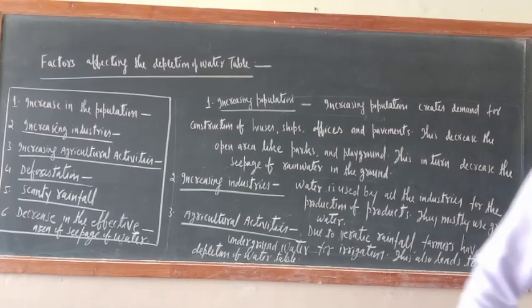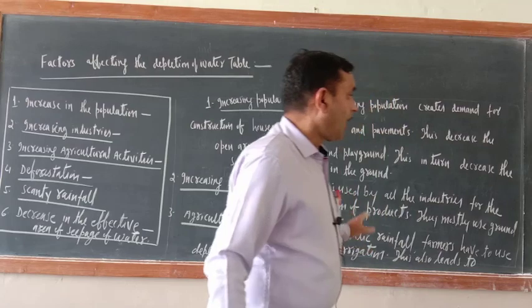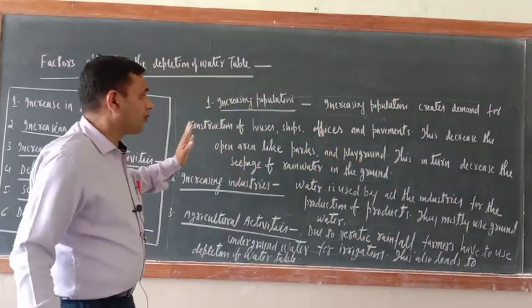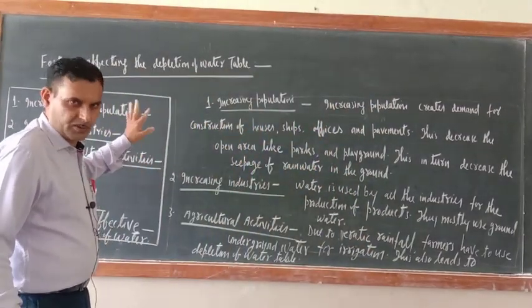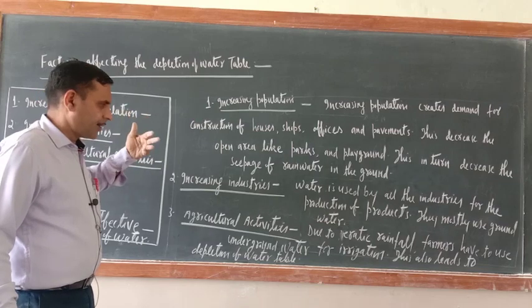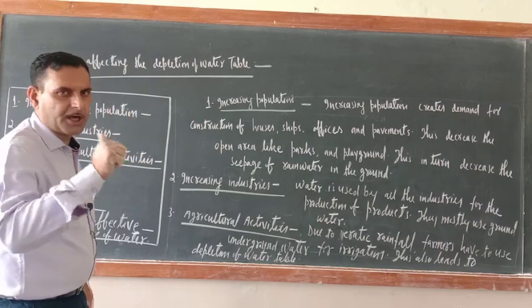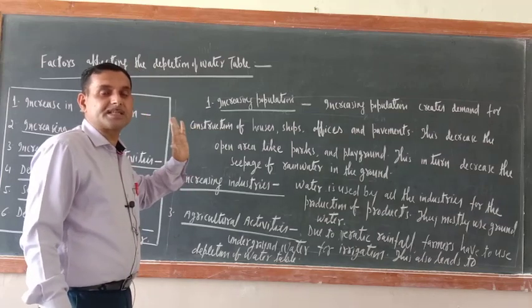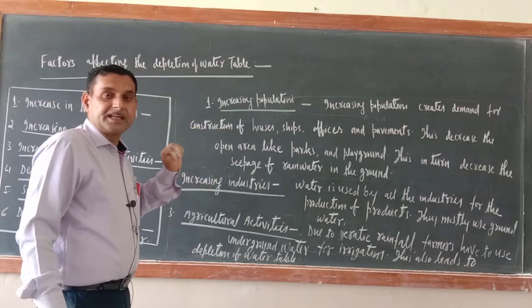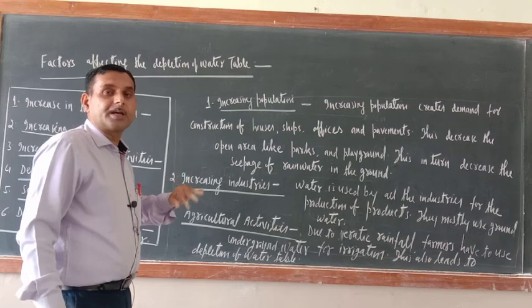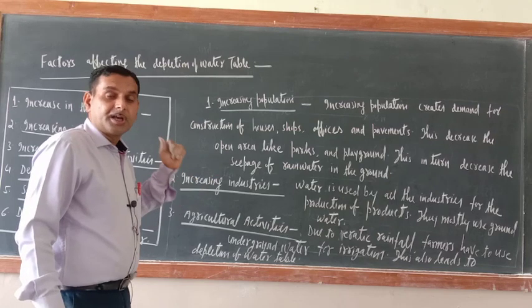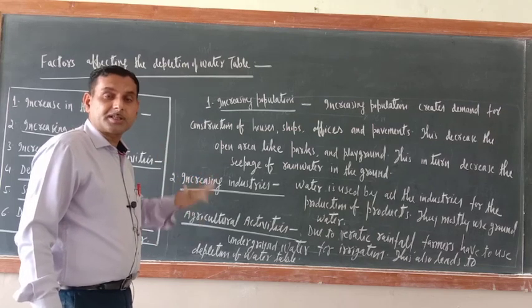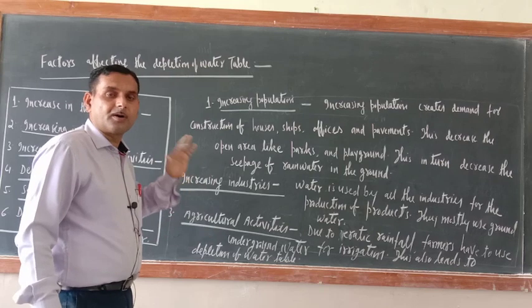So today I have completed how groundwater gets recharged. I have already explained that the recharging of groundwater is only possible when there is sufficient rainfall. If sufficient rainfall is there, then only groundwater will be recharged. If groundwater is not recharged, then the water table will go down.